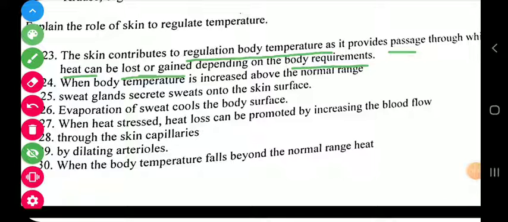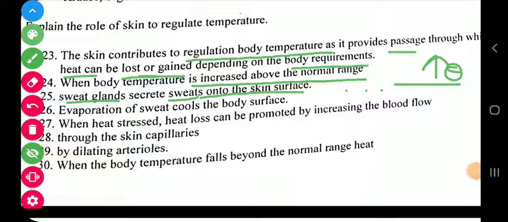When the body temperature is increased above the normal range, now we have to concentrate. Increased above the normal range. There's a normal range here. If the temperature is increased above that range, we'll see what happens. So this is the normal range. If you increase the temperature above the normal range, we'll see how the skin helps us get it back to the normal range. The sweat glands secrete sweat on the skin surface.